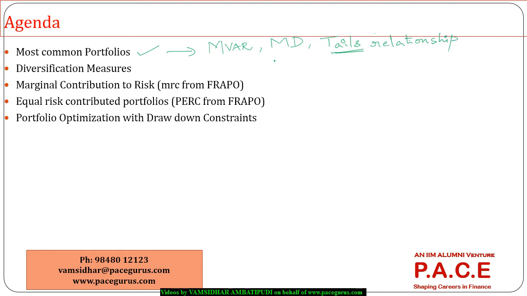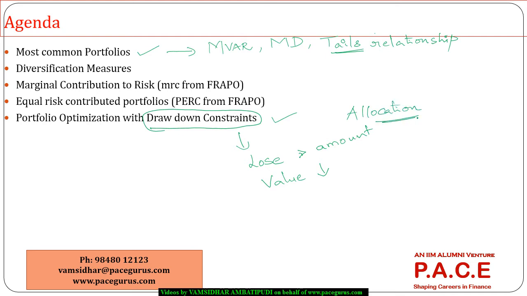So I will look at only the tail-related relationship and based on that I will try to position my portfolio. Or in some cases, we even have situations where there are drawdown constraints. Especially people don't want to lose more than some specific amount. Their portfolio value cannot drop beyond a certain value. So those are the kind of drawdown constraints that are there. So if I have to consider those drawdown constraints and then do the allocation, what is the best possible allocation that I can do towards the various asset classes?